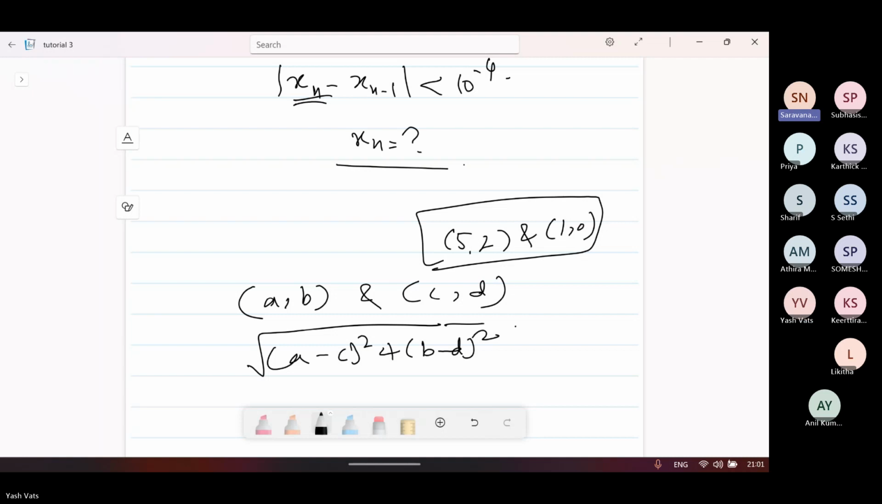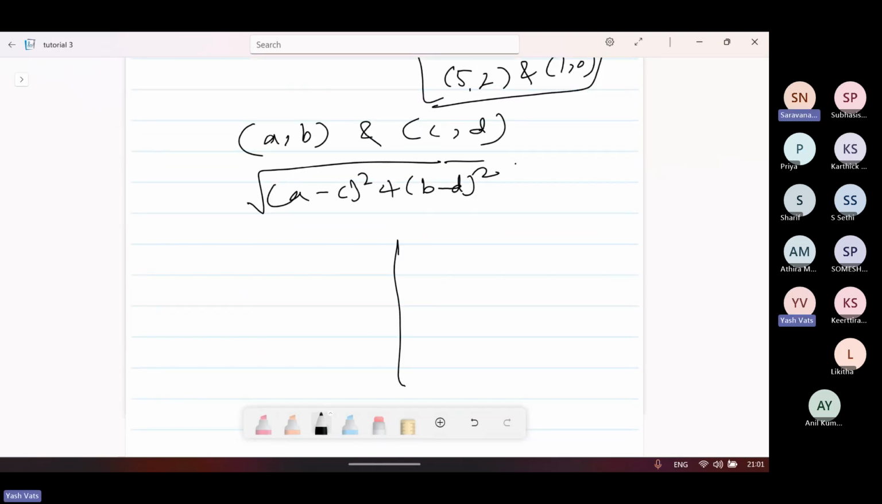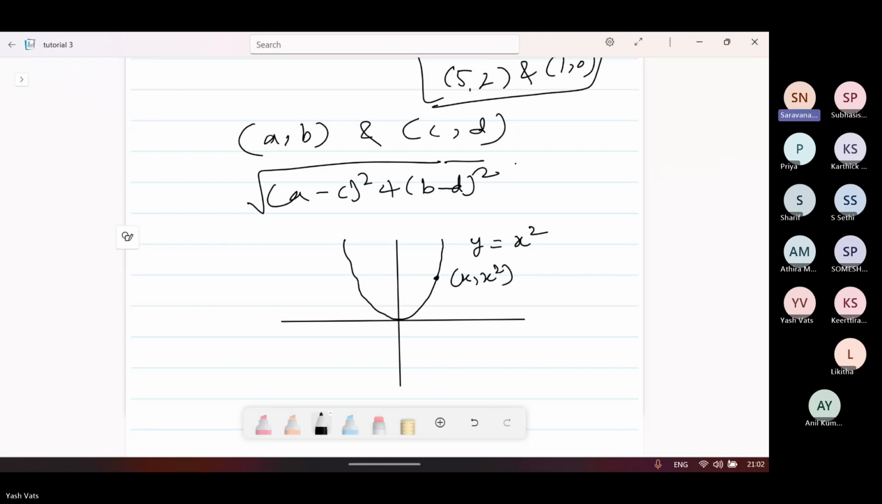So the distance between the two, you arrived at this equation. Can we go to that graph just for understanding? Yes. You have this type of graph, right? And any arbitrary point on this graph is like x square, and you have the point 1, 0. You need to find the point on this graph which is very close to 1, 0, so the distance should be minimum.